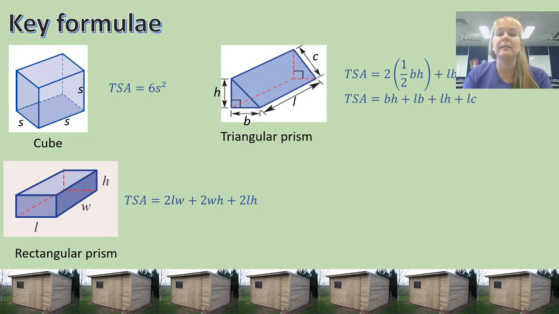We could simplify this a little bit further because 2 times a half is 1, so it's really the base times the height, plus the length times the base, plus the length times the height, plus the length times the hypotenuse of the triangle.